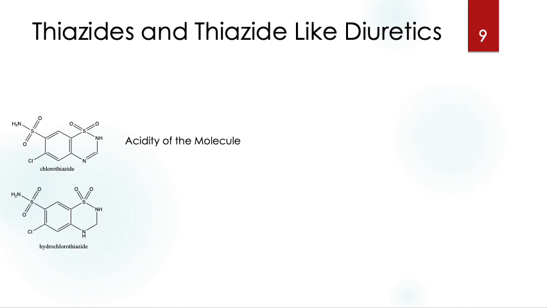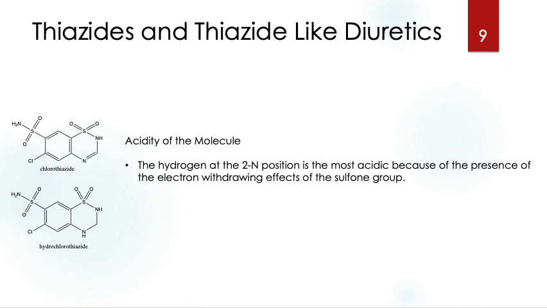So taking a look at the acidity of the thiazides and thiazide-like diuretics, the acidity of the molecule is really determined or controlled by two different positions: the N2 position and the substitution of the sulfonamide at the N7 position. The hydrogen at the N2 position is the most acidic because of the electron withdrawing effect of the sulfone group right here.